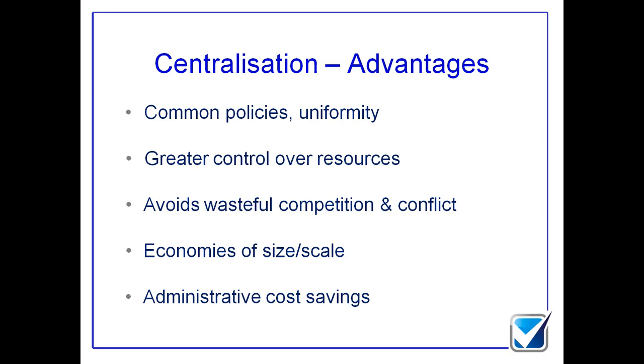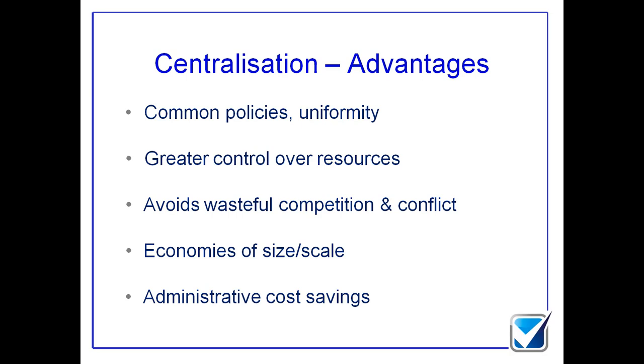Centralization has certain key policy advantages, because everything is done exactly the same way. So everybody understands what needs to be done. These types of policies and procedures manuals will be readily available to everybody, and everybody will understand that the entire organization has got to follow these policies and procedures. This will allow central management to have better control over how resources are being used, and it can then potentially avoid wasteful competition within our organization, and it can also avoid conflict within the organization.